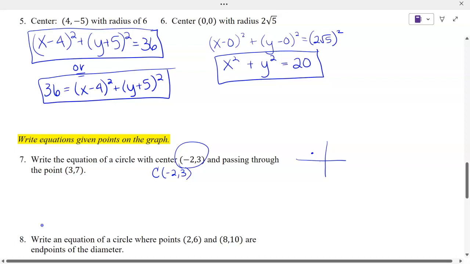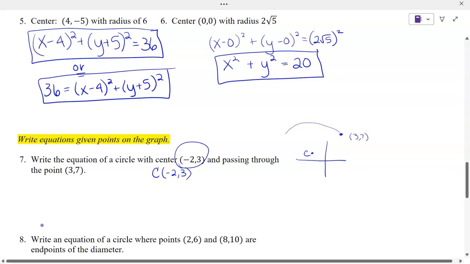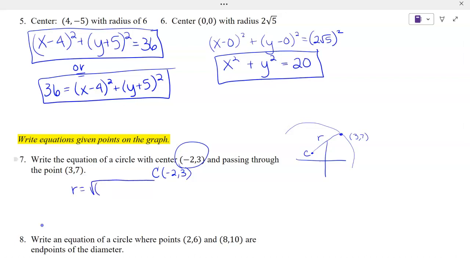Because if we just sketch that point at -2, 3, and then we have over here a point on the circle that's at 3, 7, we know our circle goes like this, and we're just trying to find that radius. So our radius is just going to be the distance between these 2 points. So we'll take the difference in our x values. So we have 3 minus a -2, or 3 plus 2 squared, and then 7 minus 3 squared.